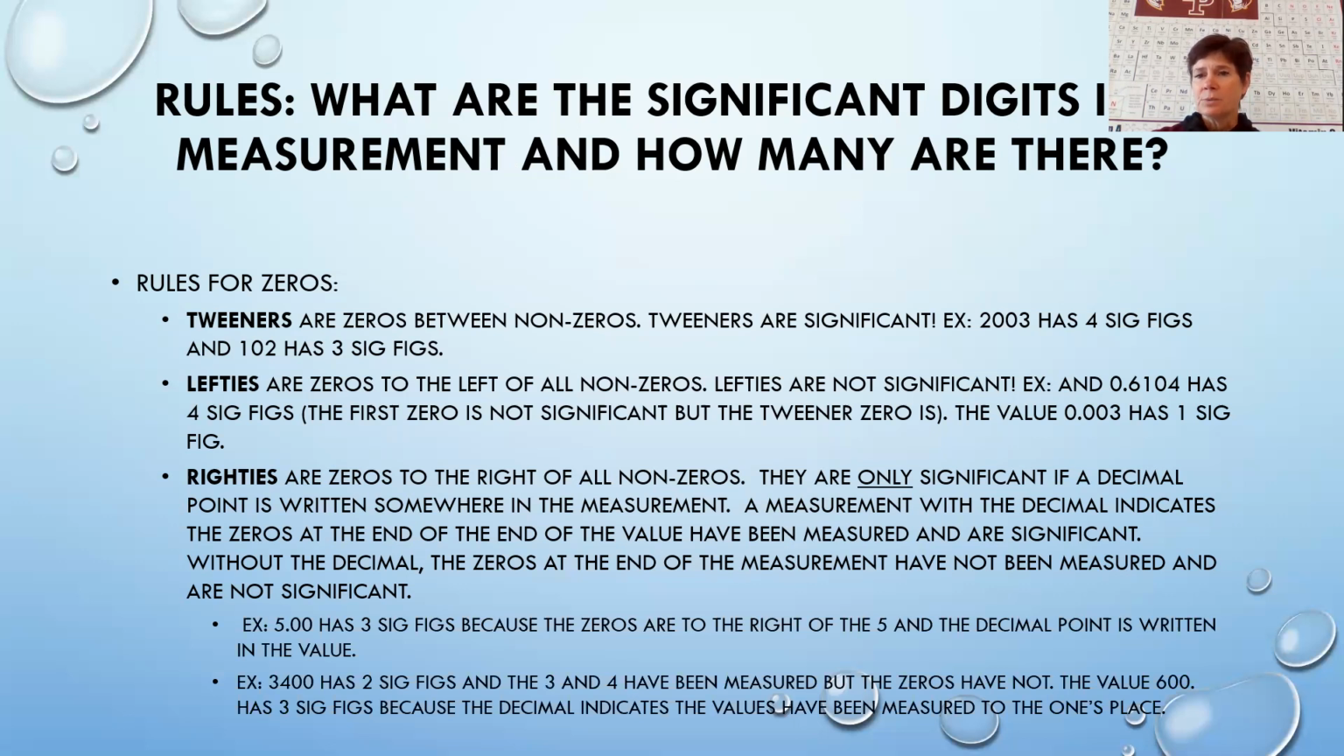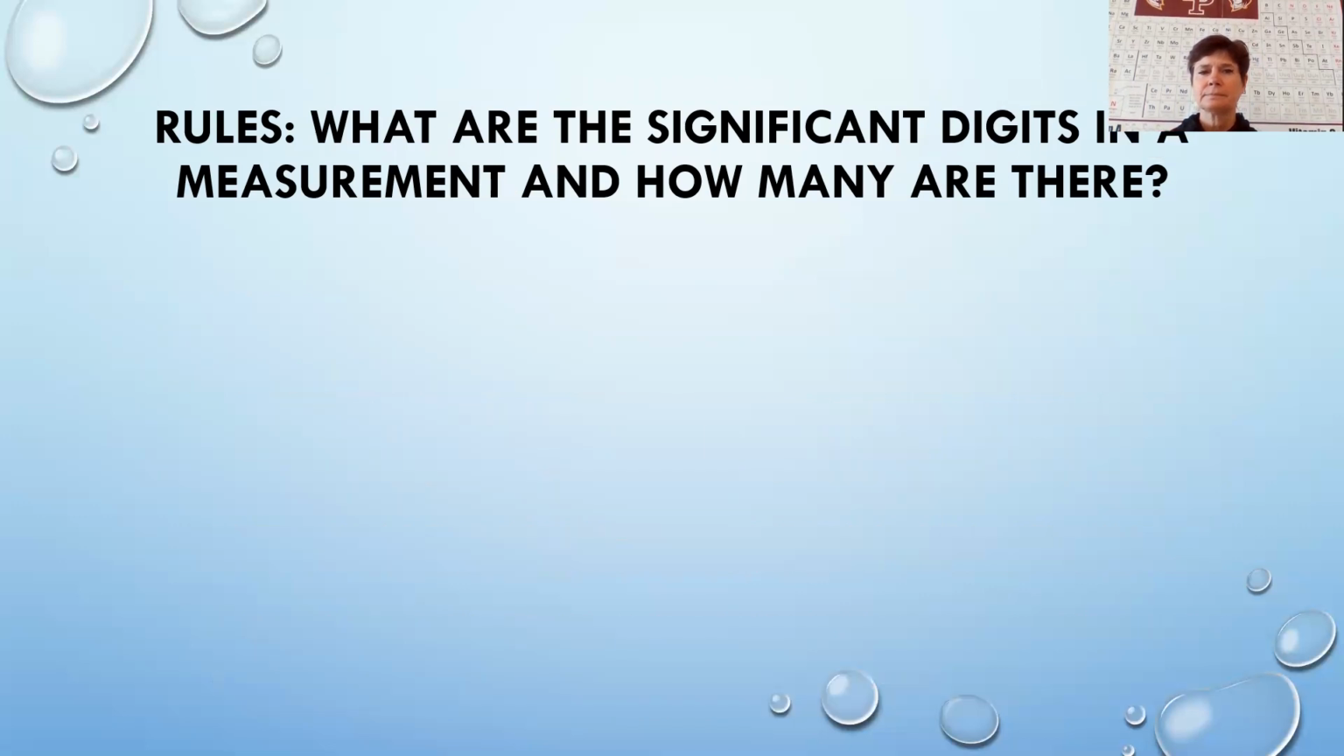Another example is 3,400. It has 2 sig figs as written, and the 3 and 4 have been measured, but the zeros have not. The value 600 with a decimal following the last zero has 3 sig figs because the decimal indicates the values have been measured to the ones place. Second part, what are the significant digits in a measurement and how many are there?